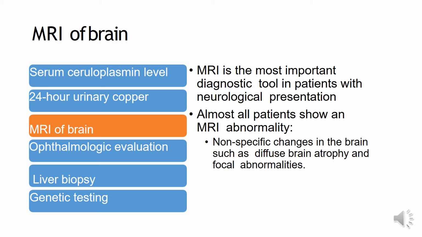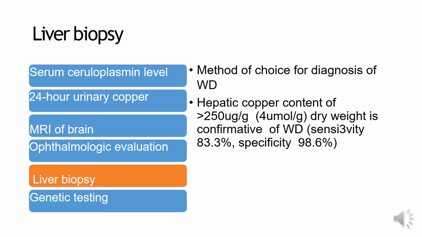MRI is the most important diagnostic tool in patients with neurological presentation, and almost all patients show an MRI abnormality in the basal ganglia. Along with that, there might be non-specific changes in the brain such as diffuse brain atrophy and focal abnormalities in very severe cases. Okay, now I already discussed the ophthalmic evaluation of Wilson's disease using a slit lamp where the KF ring is visible, and since the KF ring is visible to the naked eye also, sometimes you can use this as a diagnostic tool.